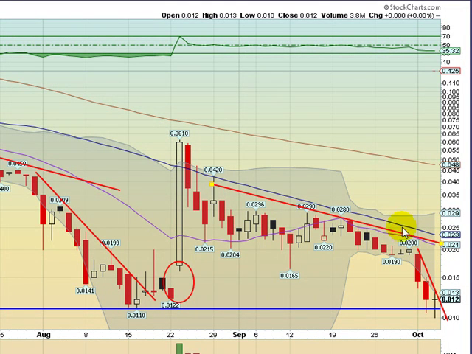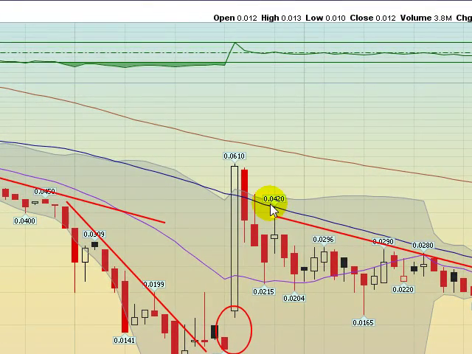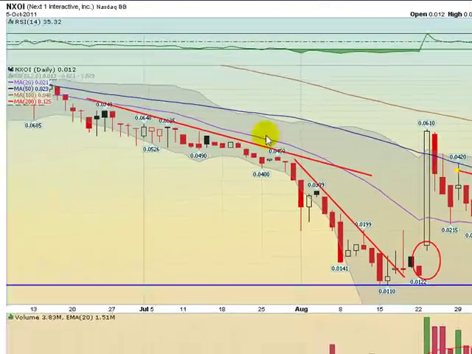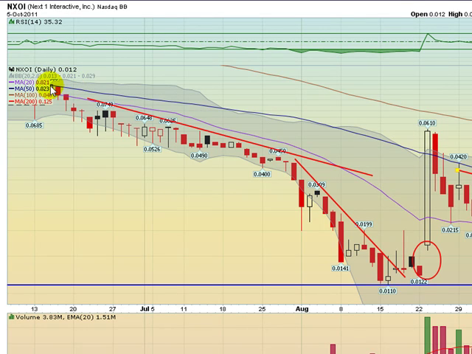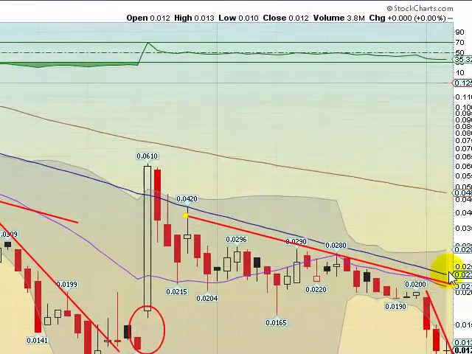The other resistance is the 50-day moving average. You can see it was a little bit of resistance on these 2 trading days, and was also resistance back up here. It's hard to see because this is covering it up a bit, but you can see it was acting as a little bit of resistance over here. So it could be a resistance again in the future.